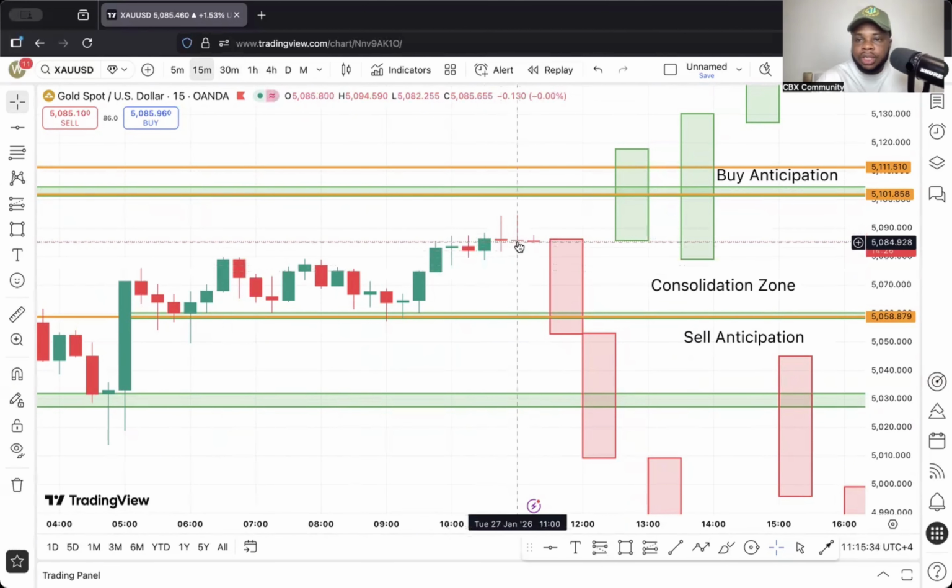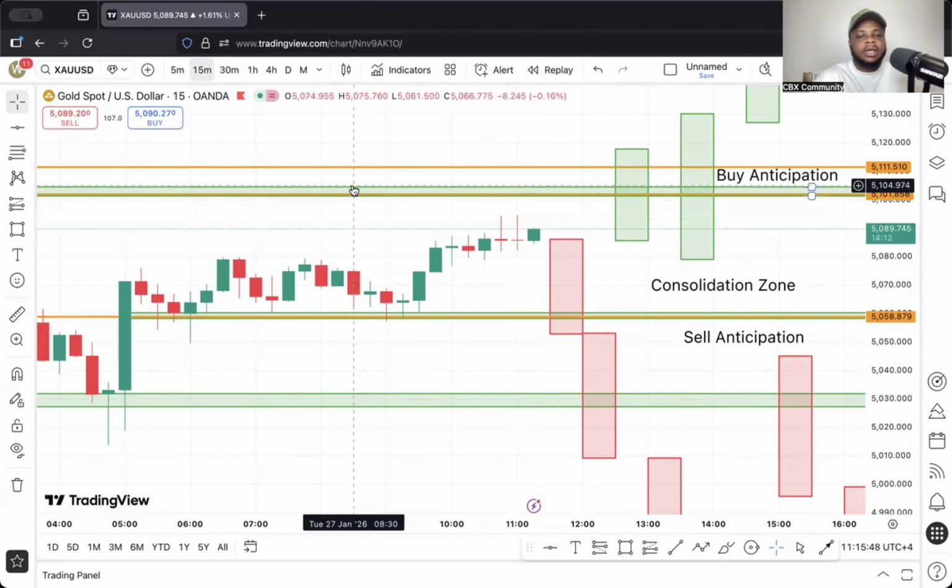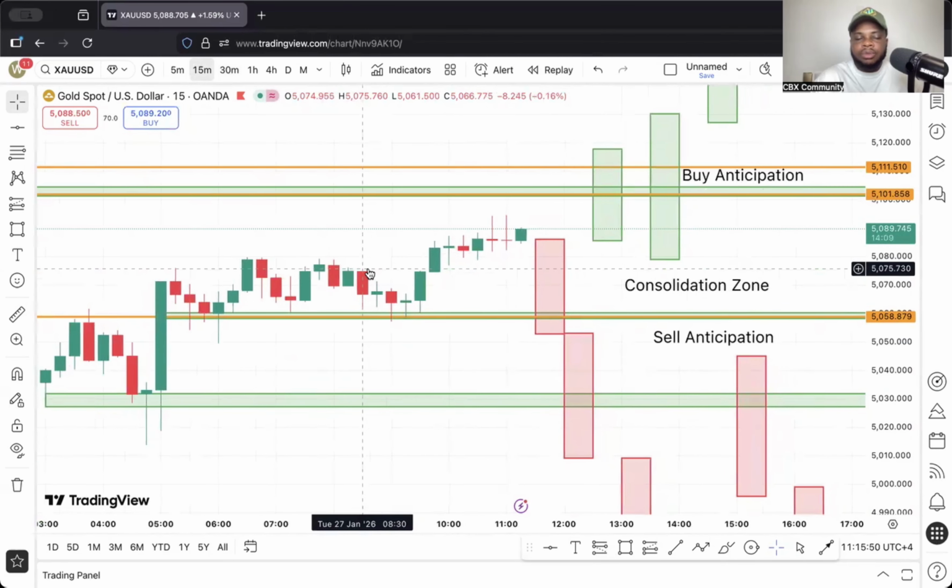But this is a doji candle. Both of them, they are all doji candles. So let's see if the next candle will continue to break the low of this doji candle and close with a bearish candle, or the candle wants to continue to go up to break the high of this doji candle. So let's see what the market wants to do.